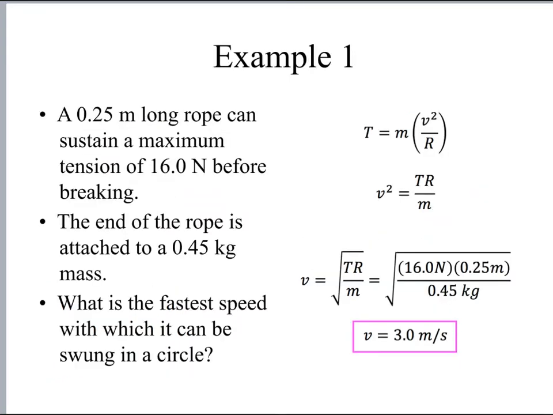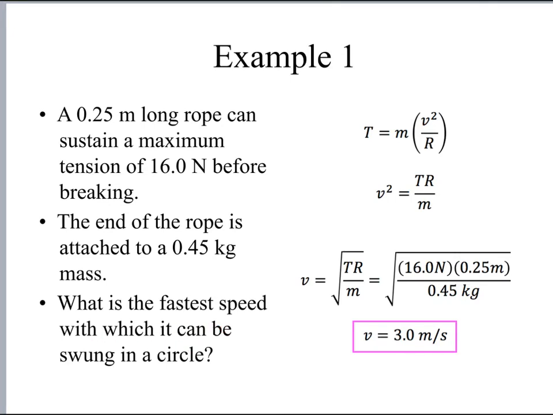Okay, let's look at an example. Our example is a 25-meter long rope that can sustain a maximum tension of 16 newtons before breaking. The end of the rope is attached to a 0.45 kilogram mass, and the question is, what is the fastest speed that it can be swung in a circle without breaking?